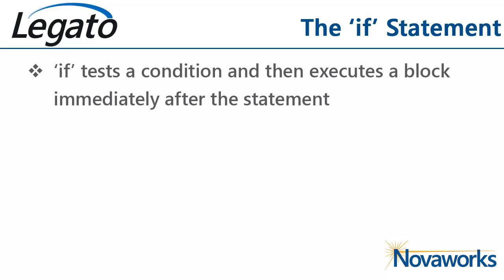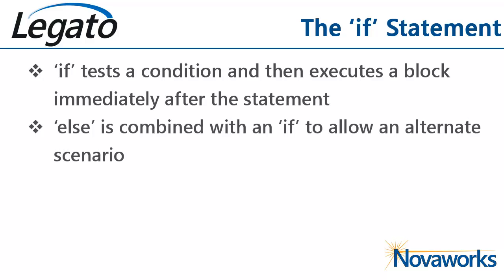One of the most fundamental condition statements in almost every language is the if statement. Basically, the if tests a particular condition and then executes a block immediately after that statement. So it evaluates an expression. If that expression is 0 or false, it will not execute that block. If it's 1 or non-zero or true, it then executes that particular block. The opposite, or the other side of that, is the else statement, which is paired with the if, that says, hey, if this was false, then go and do this alternate scenario.